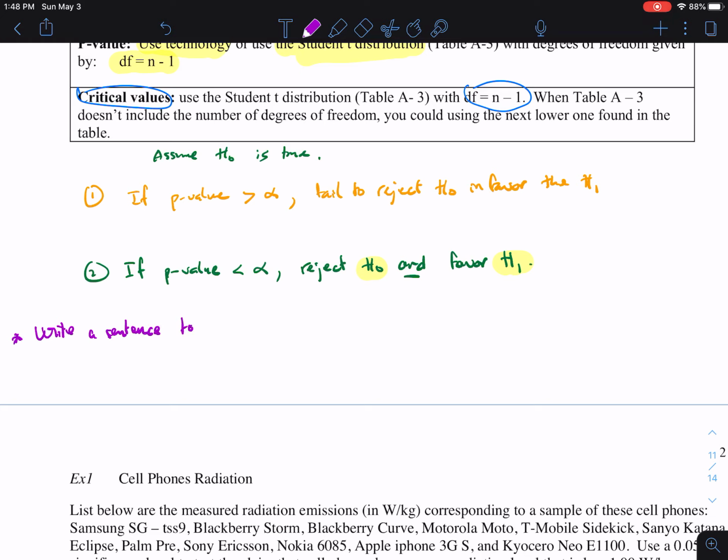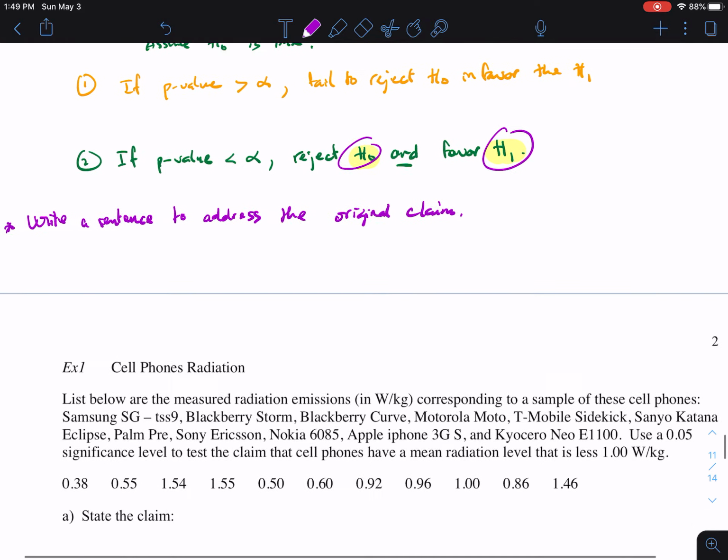to address the original claim. That original claim can be part of this statement or that statement, so it depends on what we end up supporting. If the claim is actually the null hypothesis and we support the null, then we support the claim. If the claim is the alternative and we end up not supporting the alternative, then we don't support the claim. So it depends on how the conclusion turns out based on the evidence.